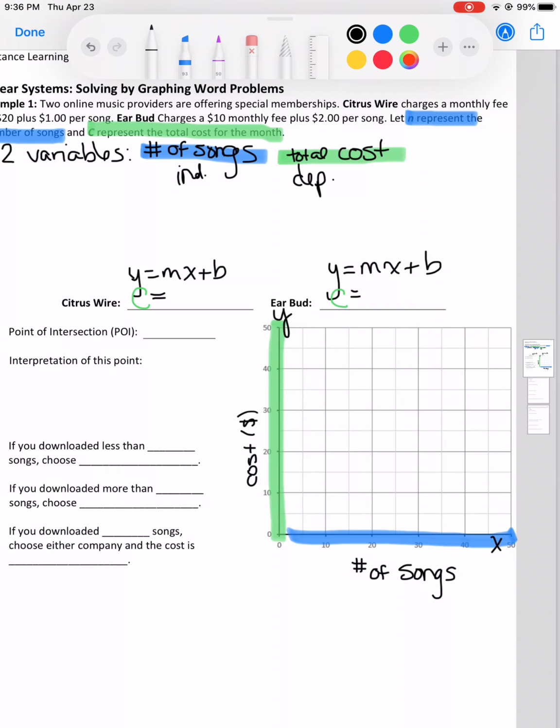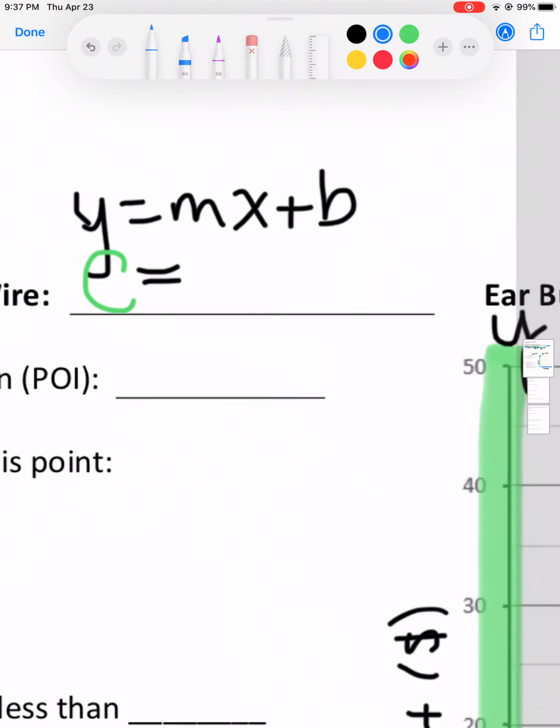Because Y is my y-axis, y to the sky, and C represents the total cost, and we've already determined that's the dependent variable. That means it says let n represent the number of songs. Well, n is our independent variable, and n is our x value. So that means my x is now going to look like n.